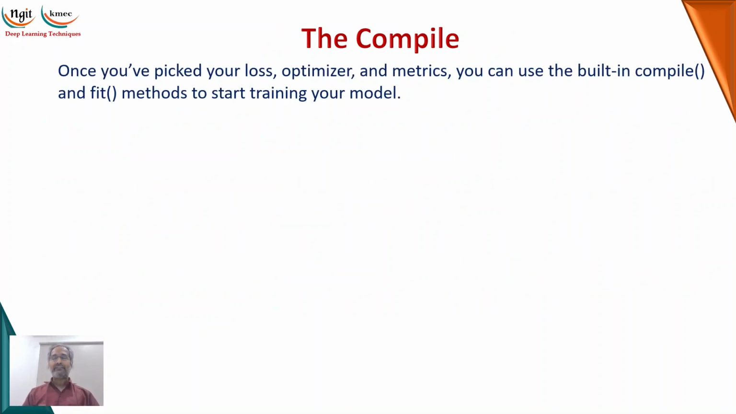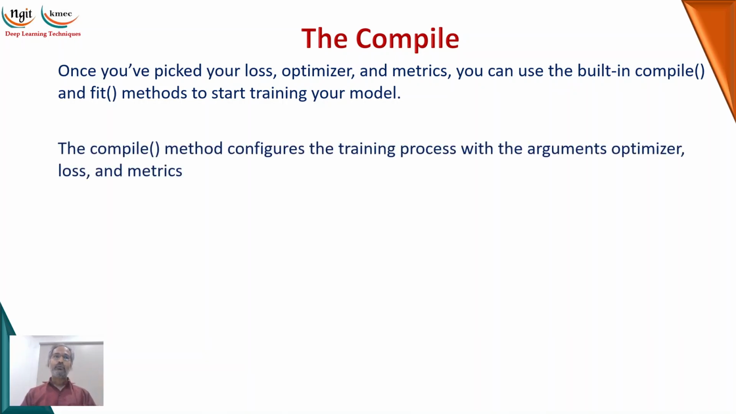How can we compile this? After thinking about them, we can go for the compile and fit methods. Compile means we will compile the model so that it will initialize all the weights and generate the complete architecture for the model, and then make it ready for training. So what will it do? The compile method configures the training process with the arguments optimizer, loss, and metrics. These three have to be given for the compile method.